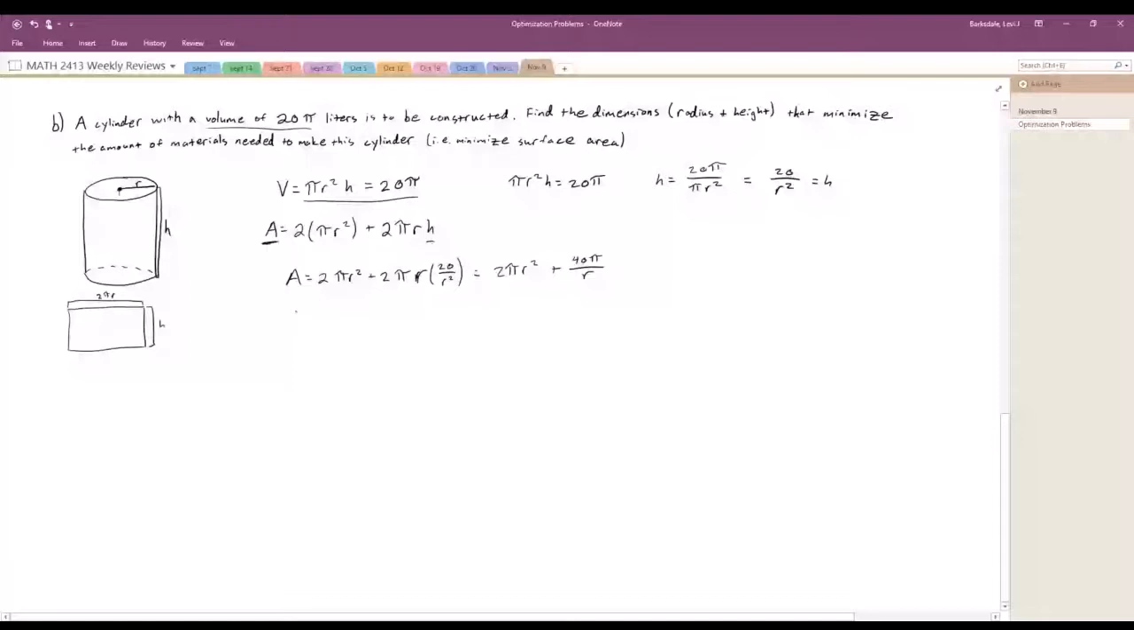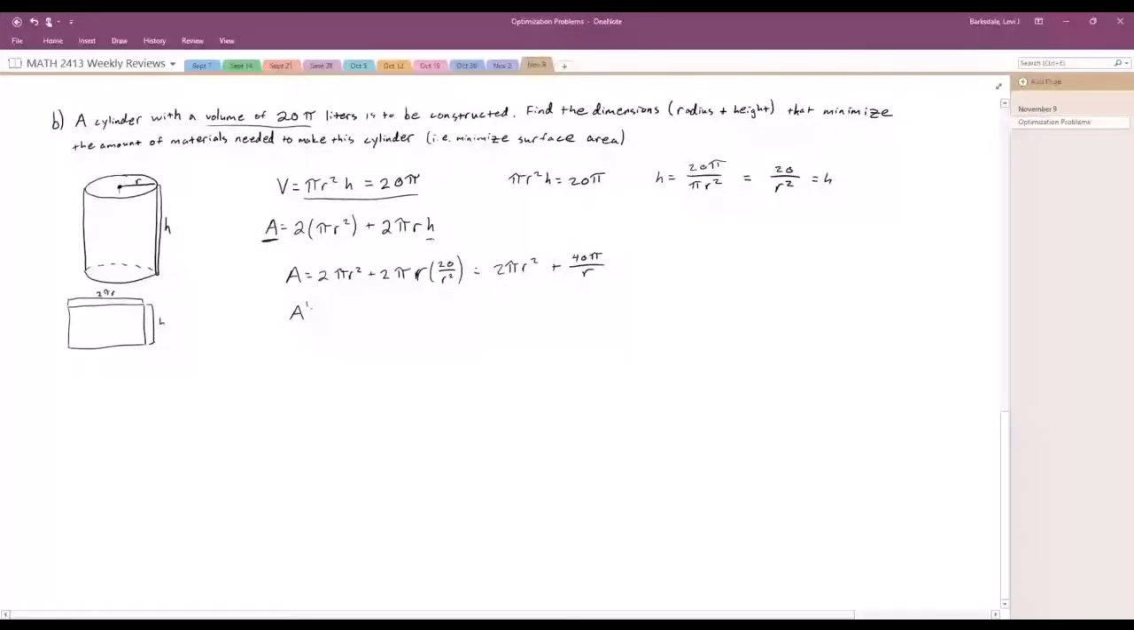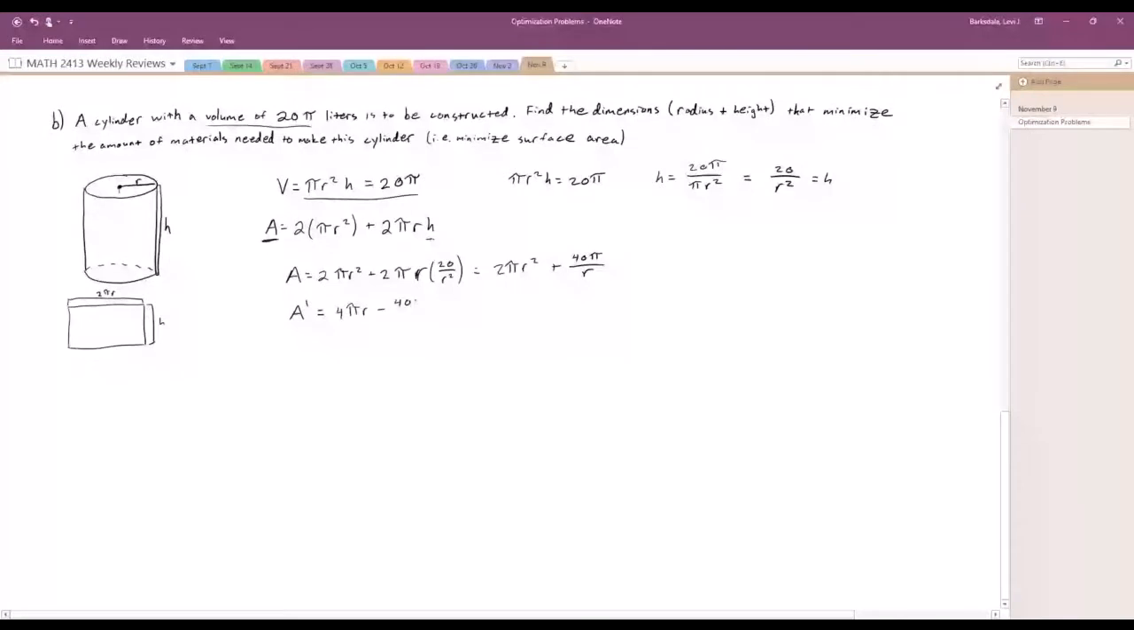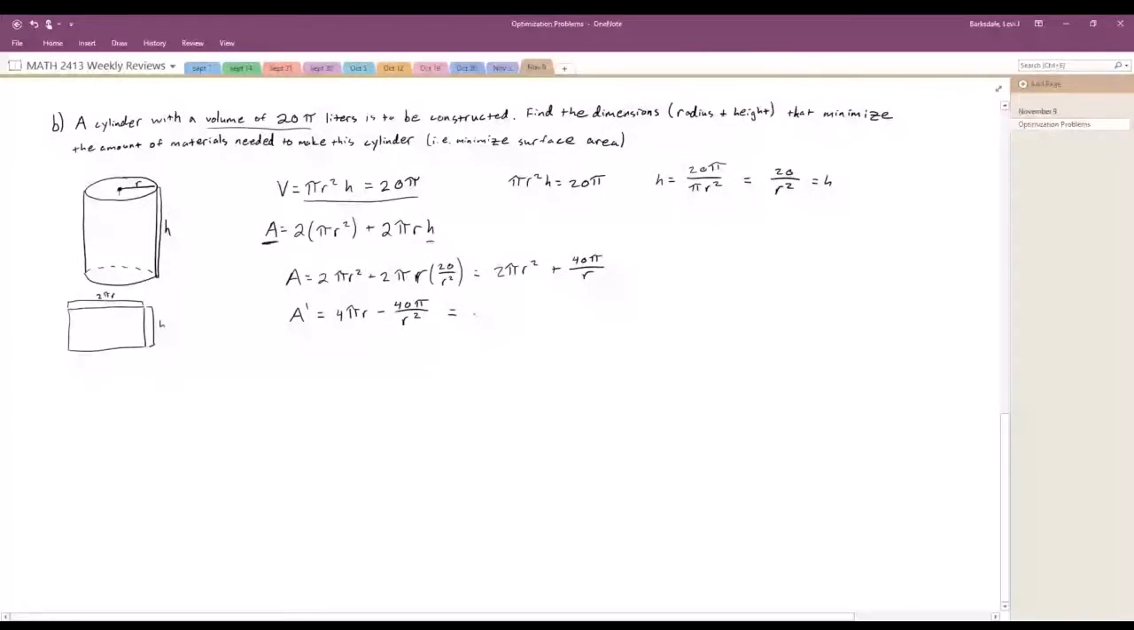So then my derivative of my area equation, because I'm trying to find the minimum, that means I'm taking the derivative. My derivative of my area equation would be 4 pi r minus 40 pi divided by r squared. And again, I just use the power rule. I can move my r in the denominator up to the numerator with the power of -1. That would get me negative 40 pi r to the -2, which I have right here. And again, to find the critical points, I'm going to set this equal to 0.